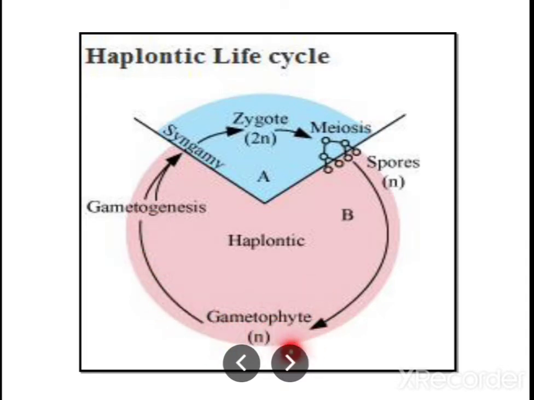Actually the gametophyte is haploid, and here can you observe this is diploid condition. So here as the haploid stage is predominant, you call this cycle as haplontic life cycle. So algae are coming under this category.